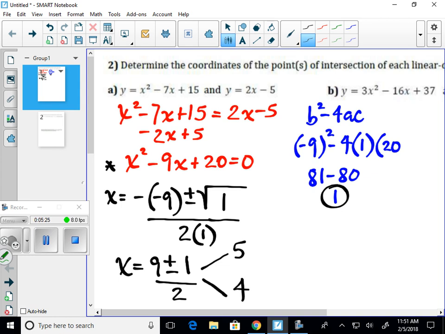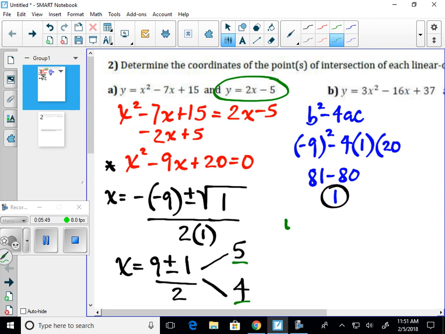Now I have some x values. At this point, I need to know my y values so I can go ahead and give me some points of intersection. In order to do that, I need to take my x values, which are right here, and plug them back into one of my original equations. For this, I'm going to go ahead and use the second equation. It is simpler, and I don't have to deal with an x squared.